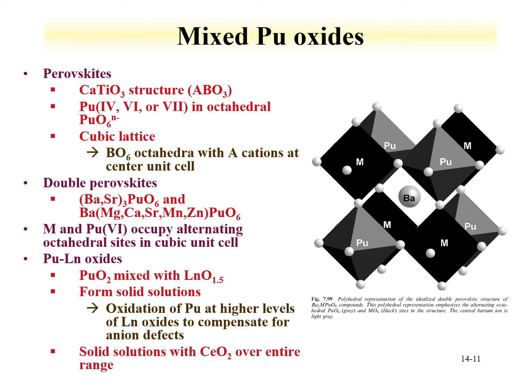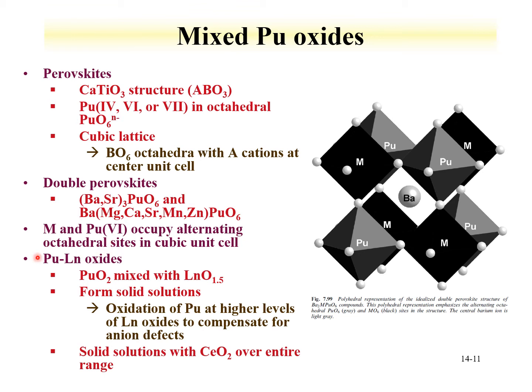Mixed plutonium oxides can also be formed. One form that's important as a waste form is the perovskite type structure, where you have ABO3. Plutonium of different oxidation states can be incorporated into this material along with other elements, including fission products. Double perovskites have also been evaluated. And again, plutonium can sit in the B location, where other metal ions, including fission products, can be in the A location. So this makes an interesting waste form.